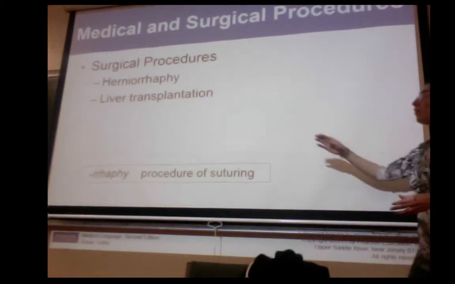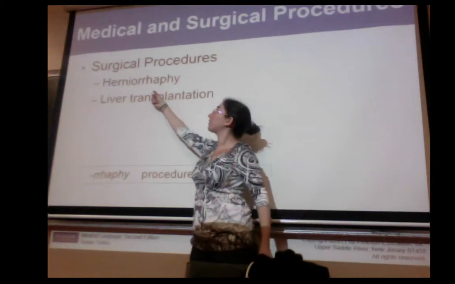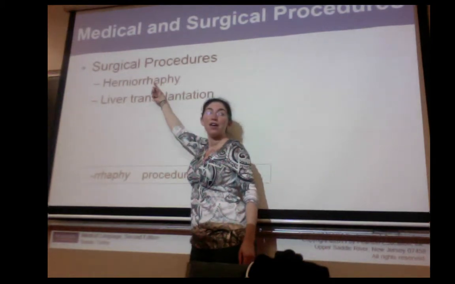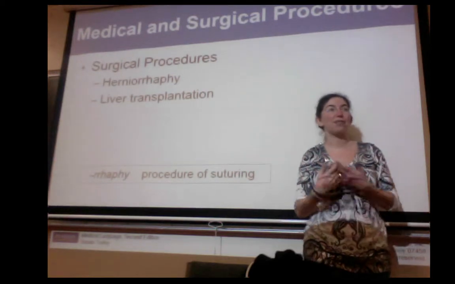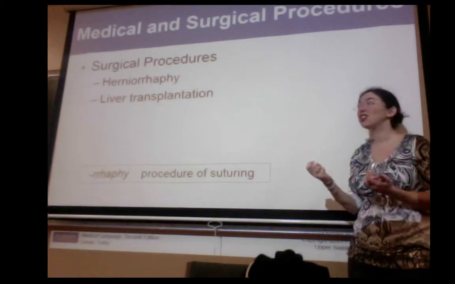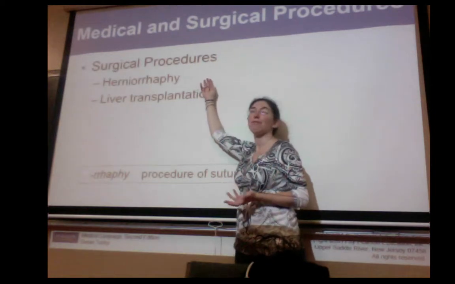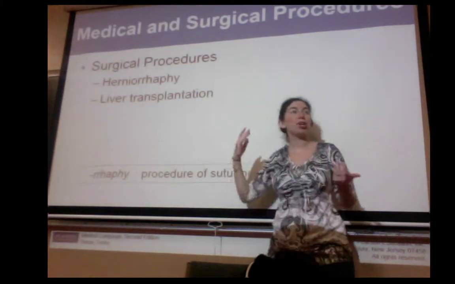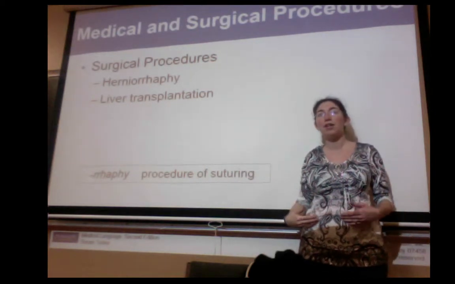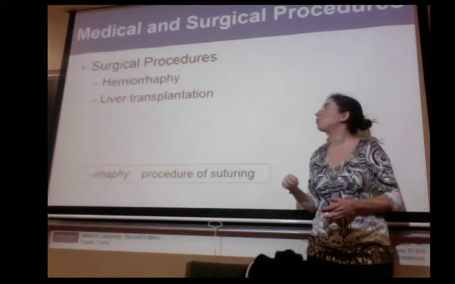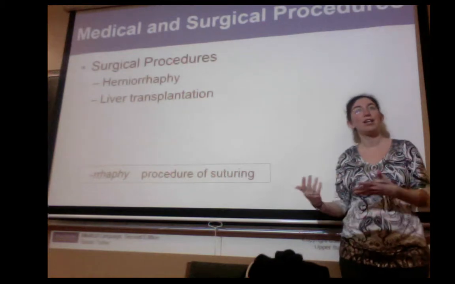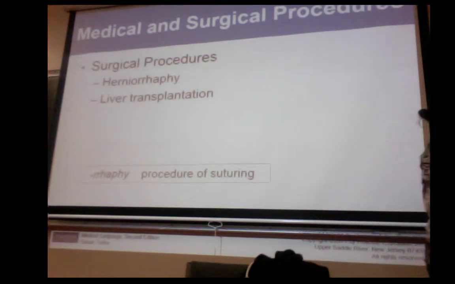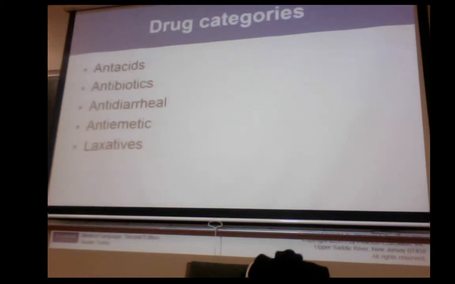Some other ones. A herniorrhaphy. Here's that spelling pattern again, RRH, okay? That suffix raphy means a procedure to suture. So if you have a tear that needs stitches or suturing, you have a raphy procedure. So a herniorrhaphy, you have a hernia, you have a tear in the abdominal wall. So you need a herniorrhaphy to suture it back together. Liver transplantation, if you have liver failure, you can get a new one from a donor, and that's transplantation, getting one organ from one person to another.